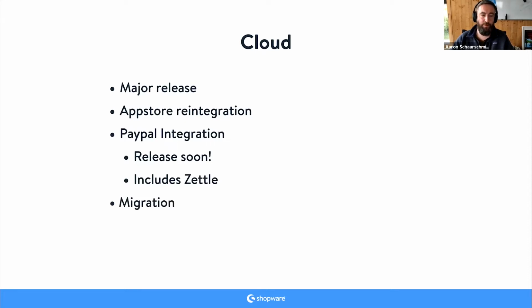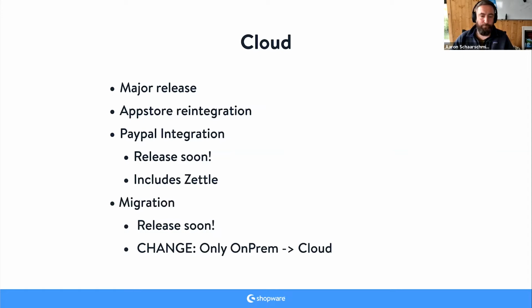Another topic is the migration. We will also release the migration between Shopware 6 on-premise and cloud really soon. One big change here is that in this first iteration, we will make it only possible to migrate your Shopware 6 on-premise shop to the cloud, and the other way around, from the cloud to on-premise, will be delivered afterwards in another release.